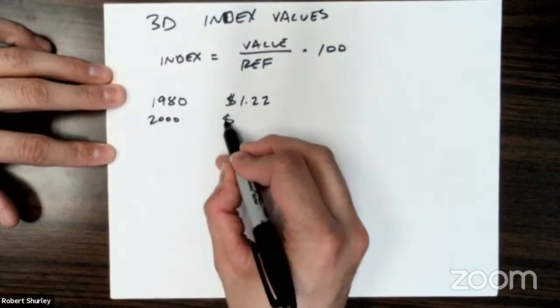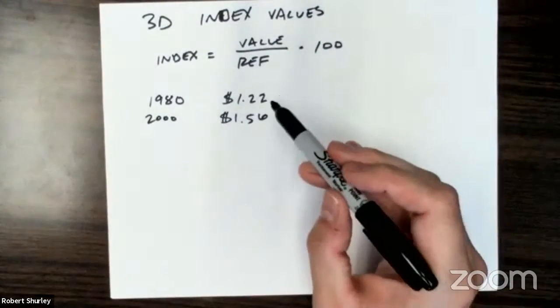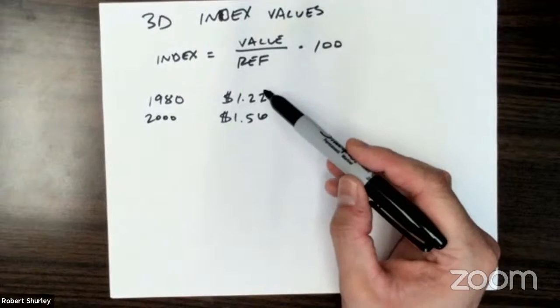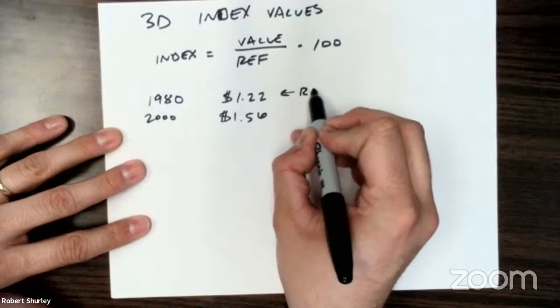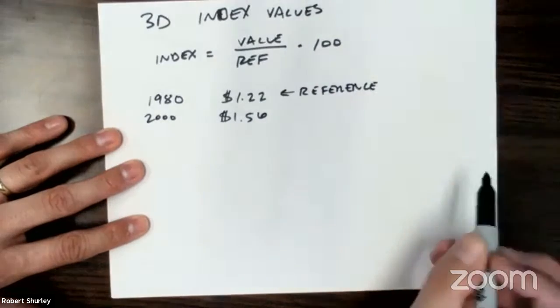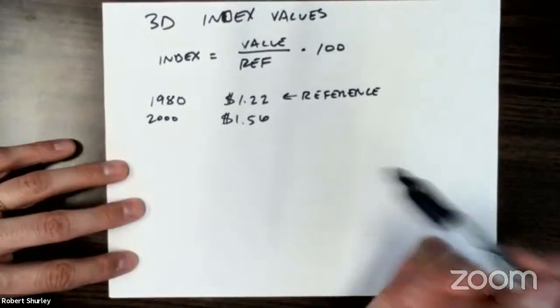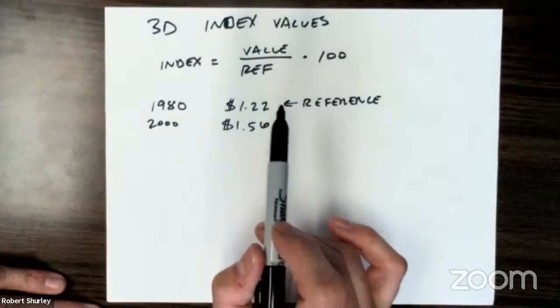2000, the gas price was $1.56. So if we wanted to find the index, now we have to choose which one of these we want our reference value. I'm going to make the reference this one, but just because it was the previous year. Okay, that's the only reason. Since the oldest year, I should say, the oldest year is 1980, so I'll make that the reference year.